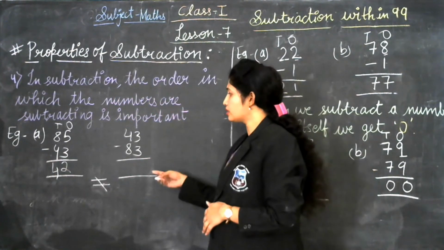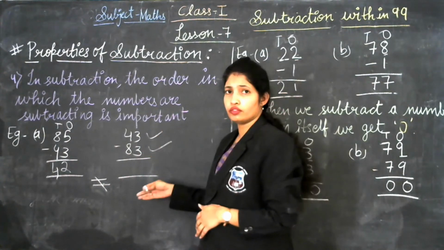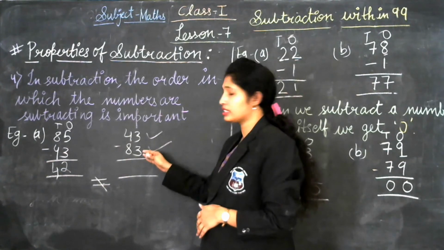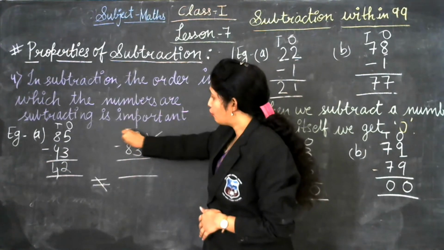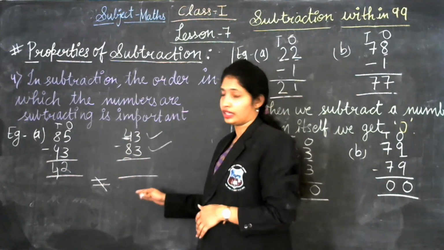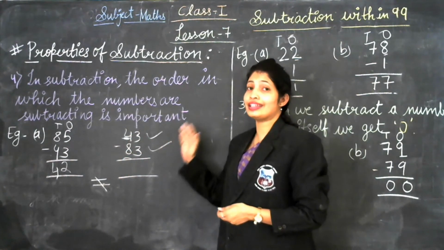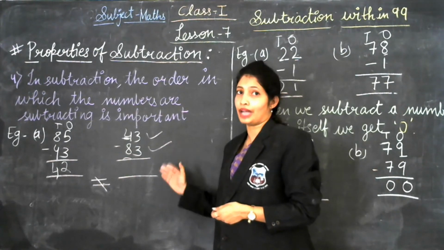But now look at this, children. This is 43, this is 83. So we can't solve this now. If we subtract 3 minus 3 we can, but 4 is the smaller and 8 is the greater, so we can't subtract. So children, we should know the order is very important in subtraction.